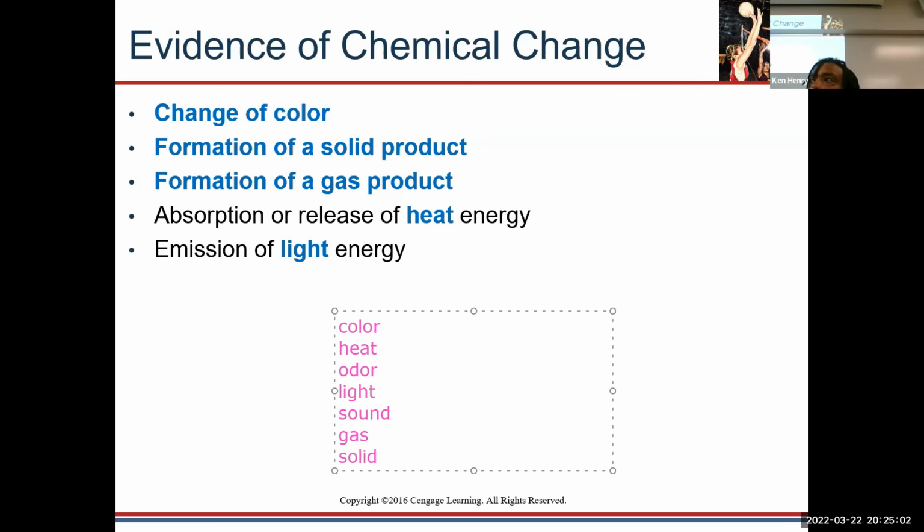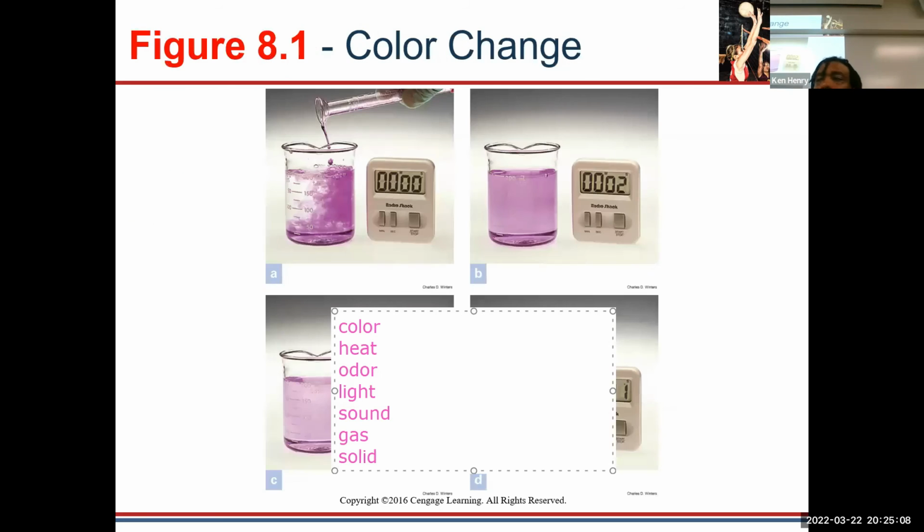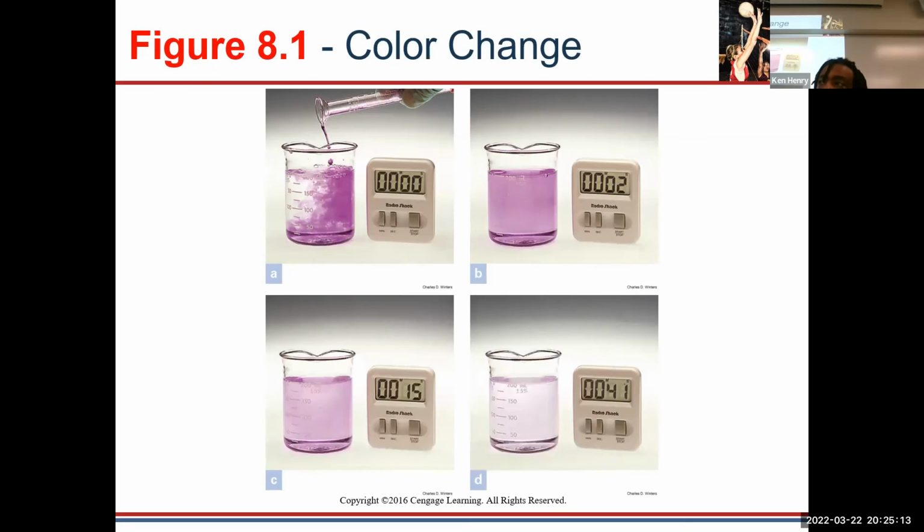So let's go through this. These are some of the evidence that we have a chemical reaction. Let me give you an example. Here we have potassium permanganate. Potassium permanganate actually turns purple when it's put into an aqueous solution. Over time, it'll fade in its color, and then eventually it'll become clear as the ions separate.